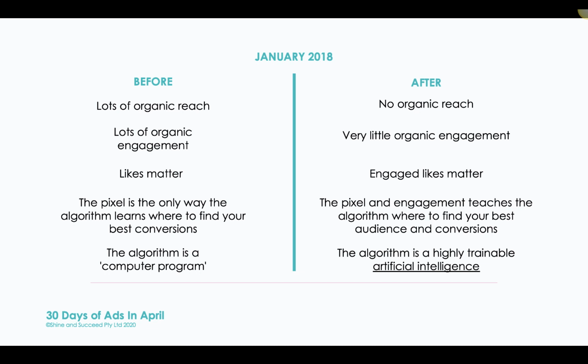And likes used to matter. It used to be a key indicator that you're doing something right, is if you're getting likes. And the pixel really was the only way for the algorithm to learn where to find the best conversions. The algorithm used to be a computer program that just can only learn maybe one or two steps.